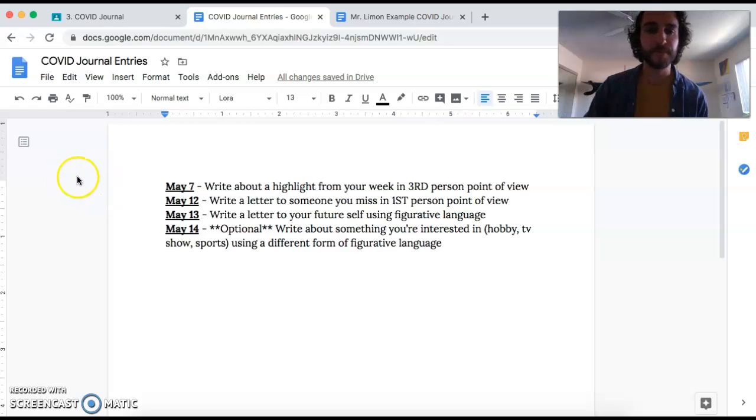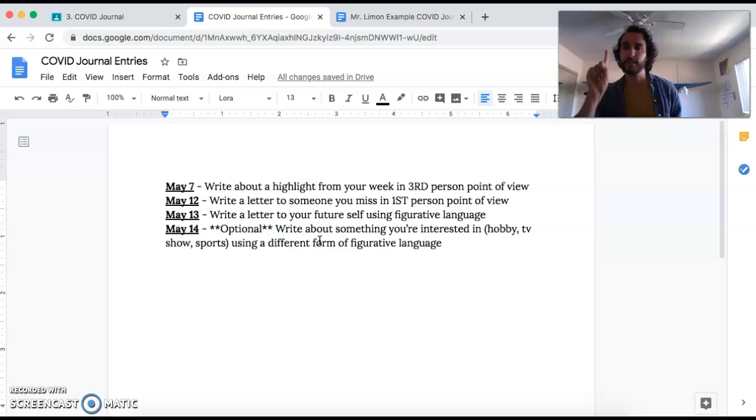That's using third person. Next, May 12th, that's your next journal. You should have written a letter to someone that you miss using first person. That's where you're just talking in I. That's how we normally talk, okay? And May 13th, this is where you should have written a letter to your future self using figurative language, such as simile, personification, and alliteration. You only needed to pick one of those to get full credit.